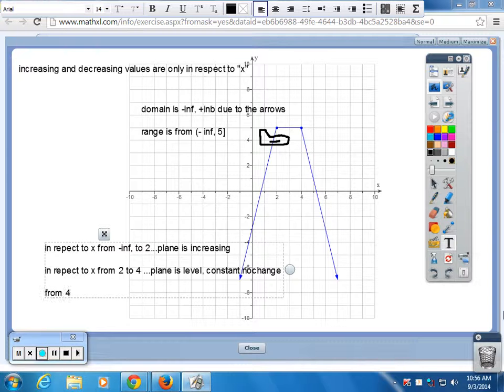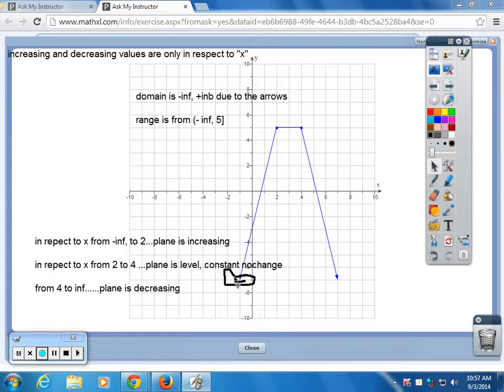From 4 to infinity, the plane is what? And that's how you do increasing and decreasing values. So from negative infinity, as we go to 2, mile marker 2 in the highway, up in the sky, we're gradually doing this.